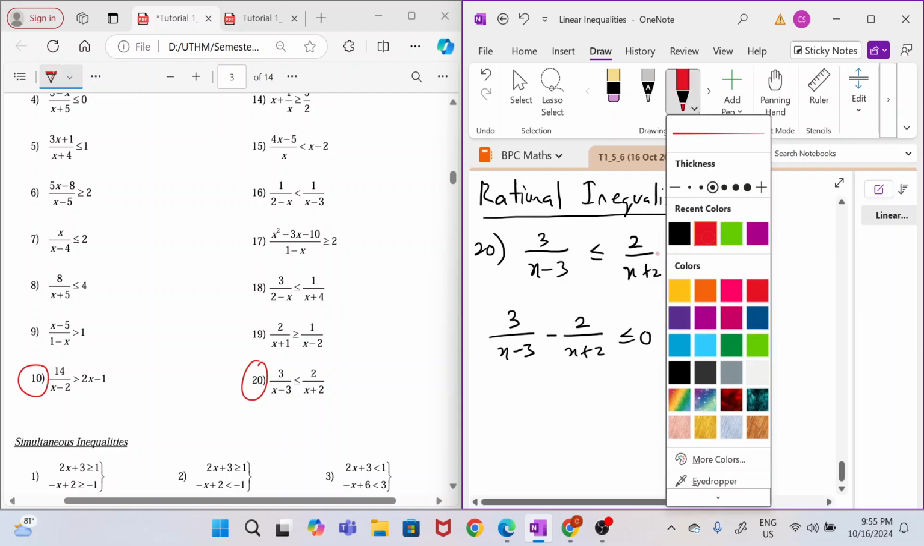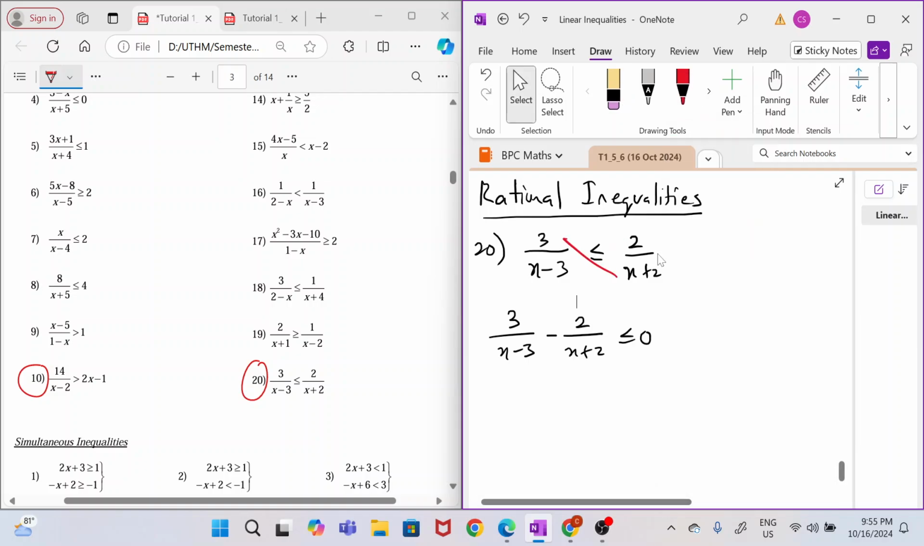Again, why can we not cross multiply? Because there is a variable here. But if this variable is a square here and a square here, can we multiply? Yes, we can. Okay.